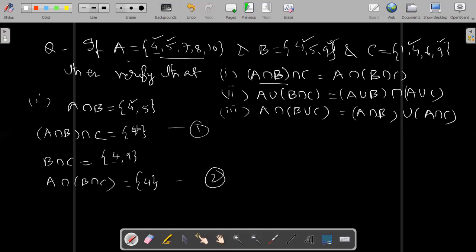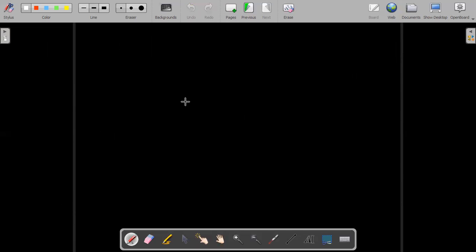From first and second we got right hand side equal, therefore A intersection B intersection C will be equal to A intersection B intersection C, and verified. Like this, you can do other questions also. Okay. Now, difference of two sets.